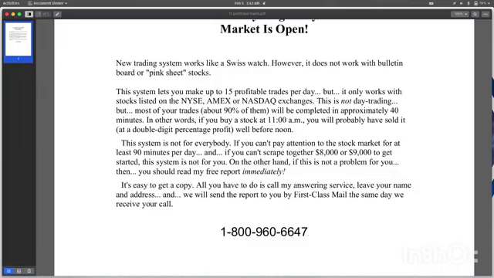All you have to do is call my answering service. Leave your name and address, and we will send the report to you by first class mail the same day we receive your call. So all you have to do is just pick up the phone, call this number that has been provided, and then you leave your name and your address. And that pre-report is going to be sent to you via first class mail the same day you receive your call. So you can see it is free. You are not paying anything. You are not required to pay anything. And you are going to receive the report that very same day via first class mail.